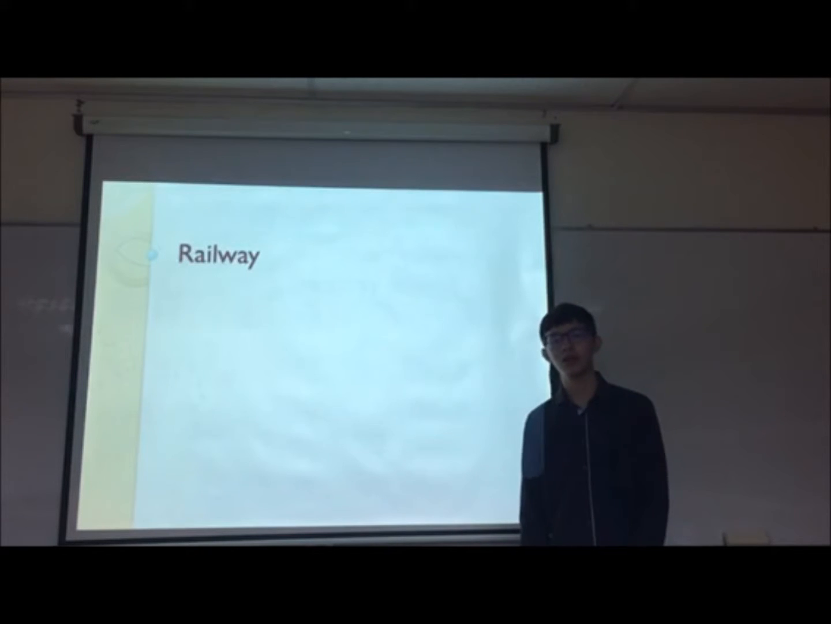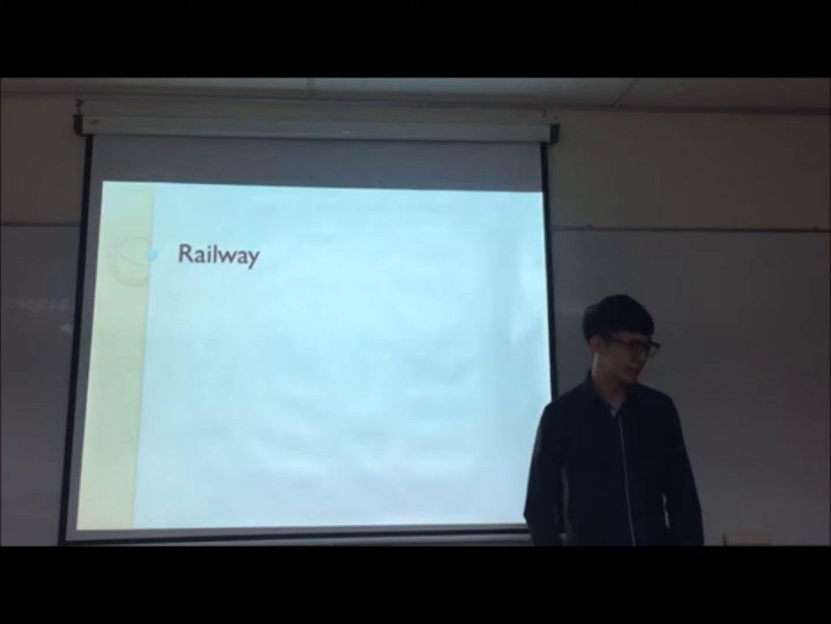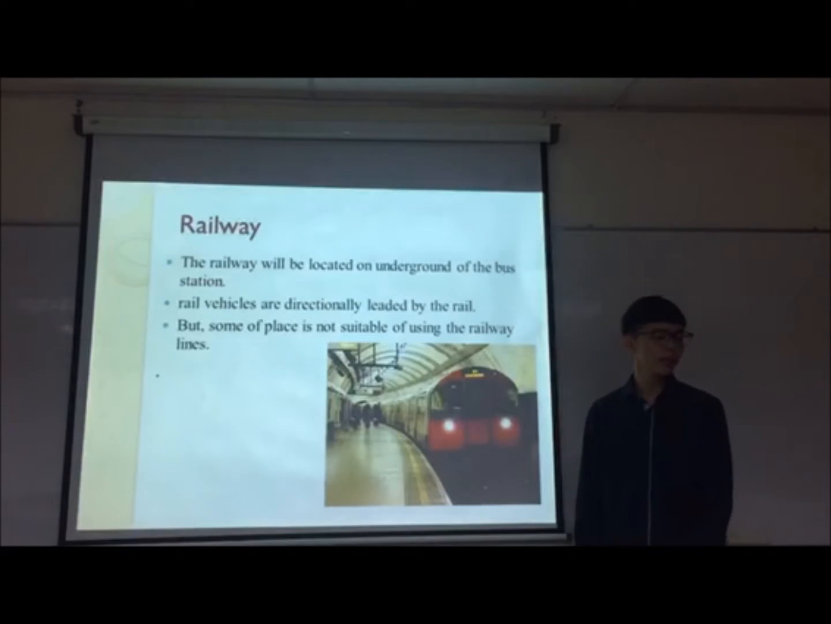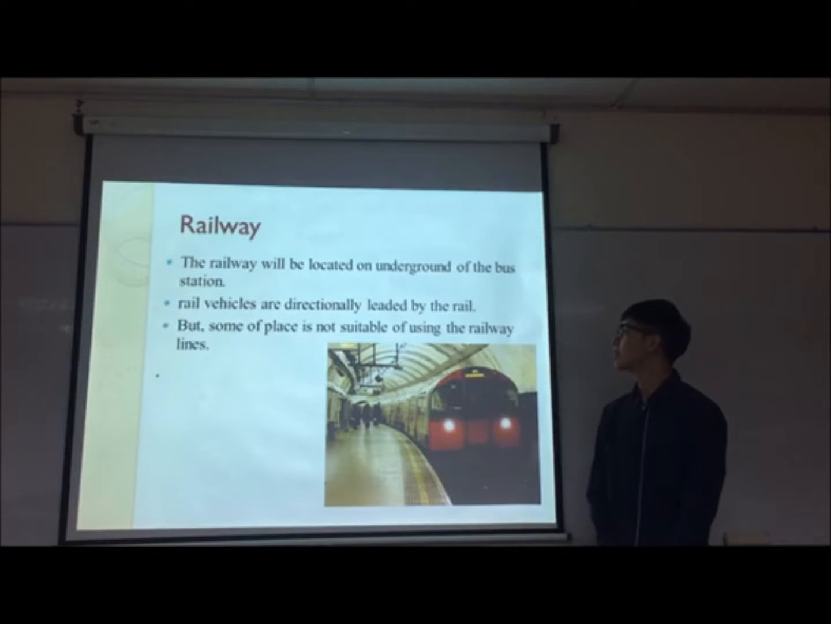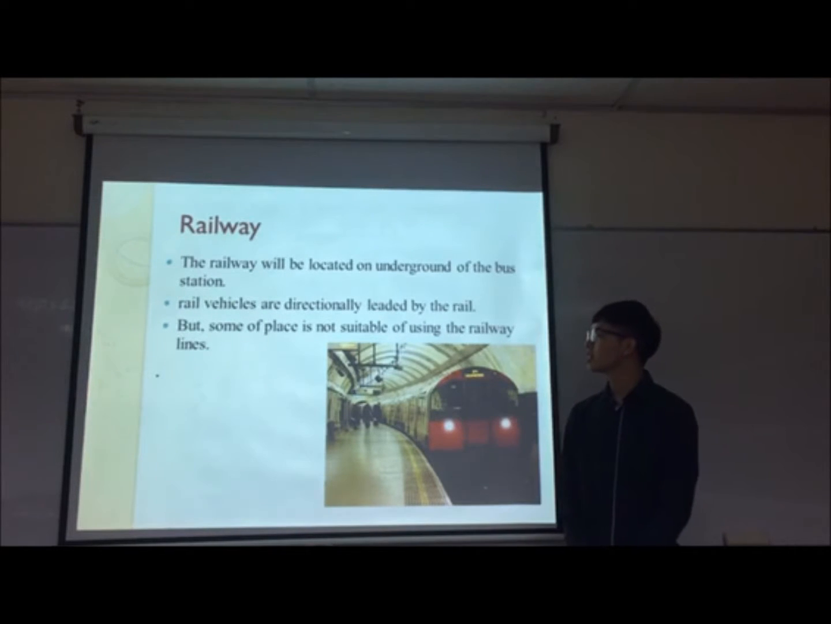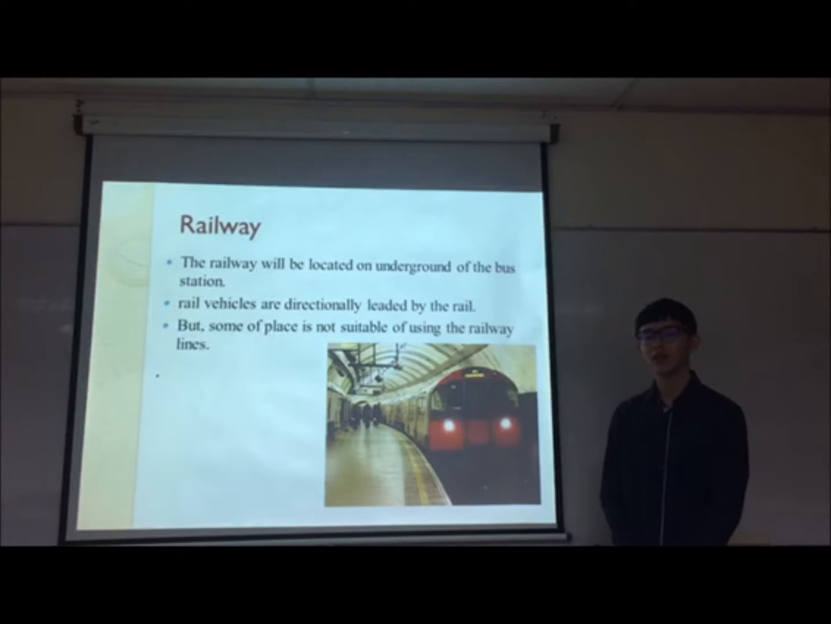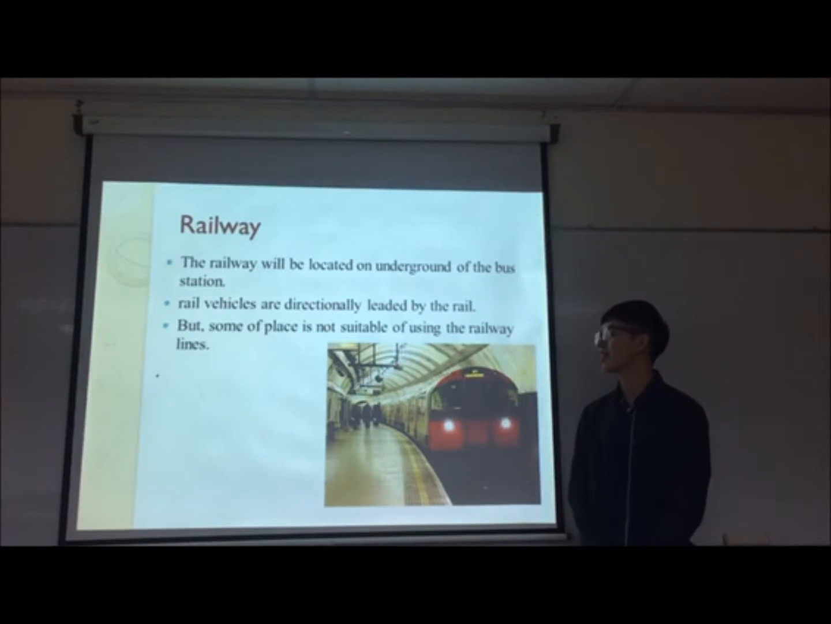I'm going to talk about the railway. The railway will be located underground of the bus station. The rail vehicles are directionally led by the rail, but some places are not suitable for using a railway line. For example, a railway cannot be installed easily in the hill.